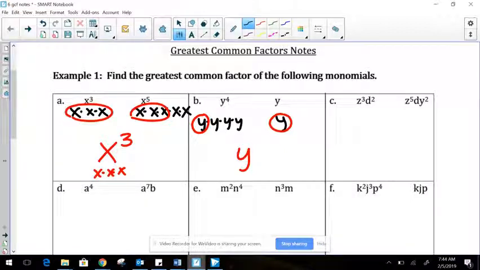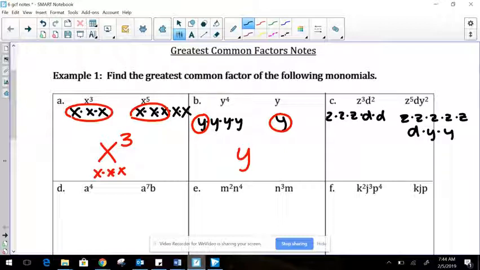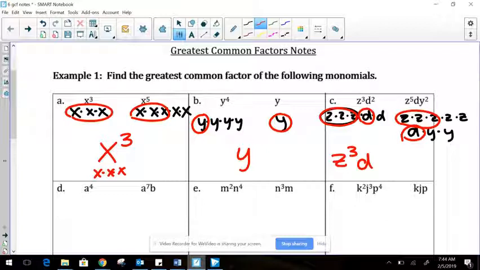All right, let me show you when we have multiple letters here. So I have 3 z's, 2 d's, 5 z's, run out of room here, 1 d, 2 y's. Okay, so let's circle anything they have in common. They both have, let me change that to red, sorry, 3 z's, 1 d, and then no y's. So my greatest common factor would be z cubed, and then d.